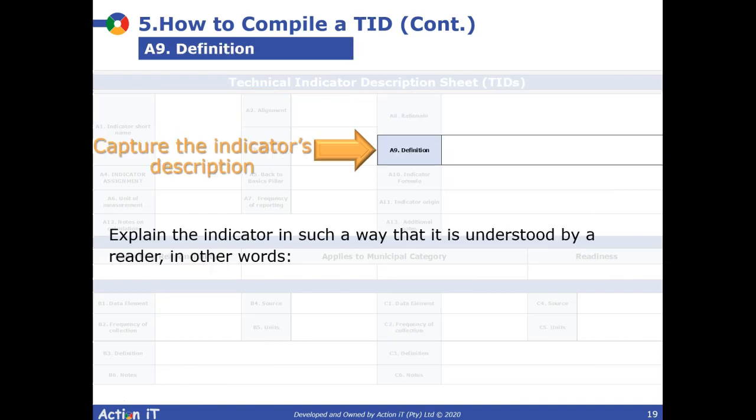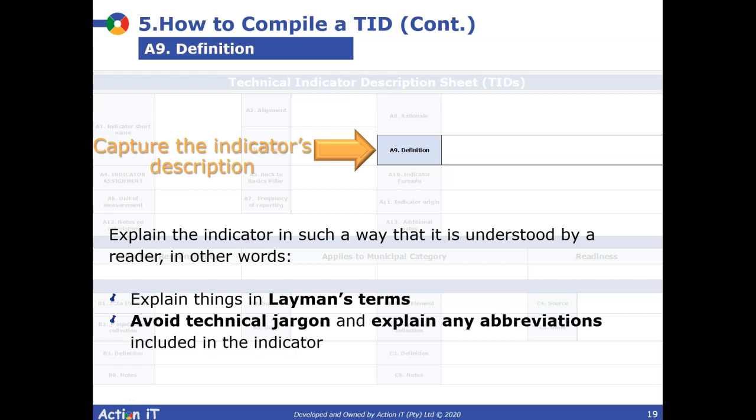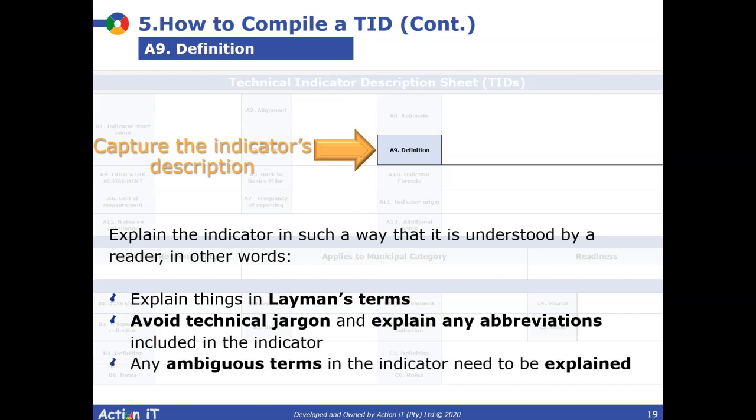In the A9 definition input field, capture an explanation of the indicator in such a way that it is understood by a reader. In other words, explain things in layman's terms. Avoid technical jargon and explain any abbreviations included in the indicator, and ensure that any ambiguous terms in the indicator are thoroughly explained. In our example, the total number of paid full-time firefighters employed by the municipality normalized to the population of the municipality. This includes reservist or part-time firefighters, will be captured as the definition.